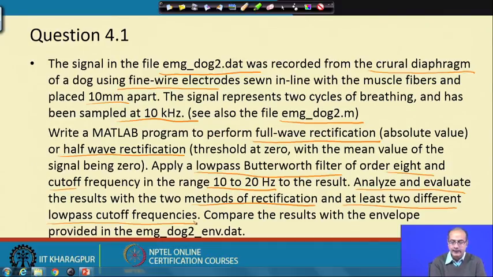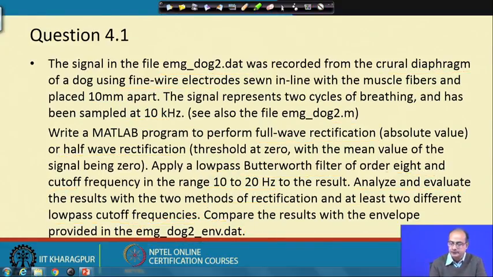And to compare the result, the envelope is also given. The envelope is given here. That is also a hand-drawn signal that shows what the envelope signal should be.